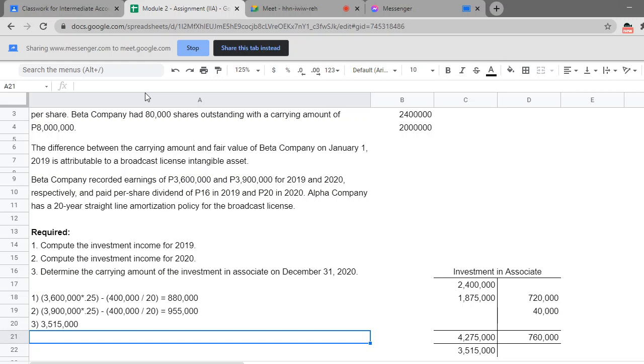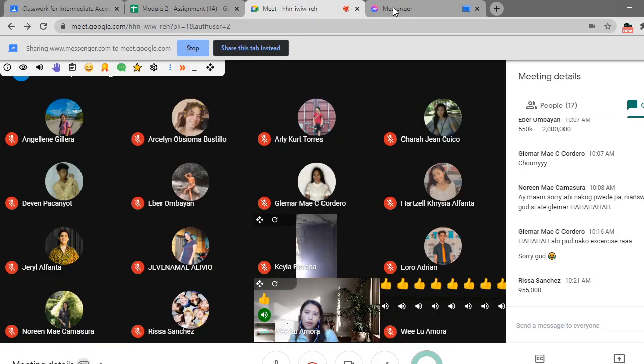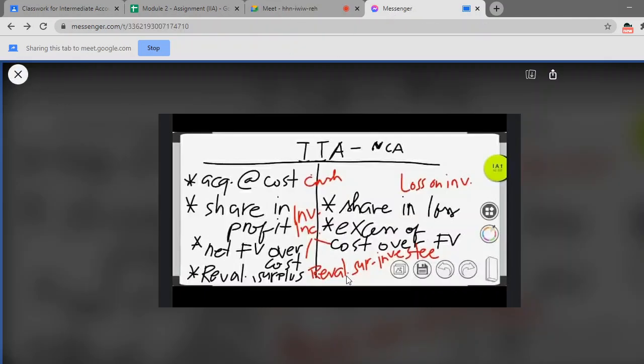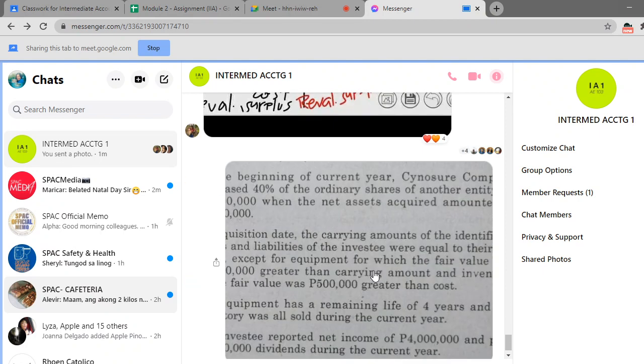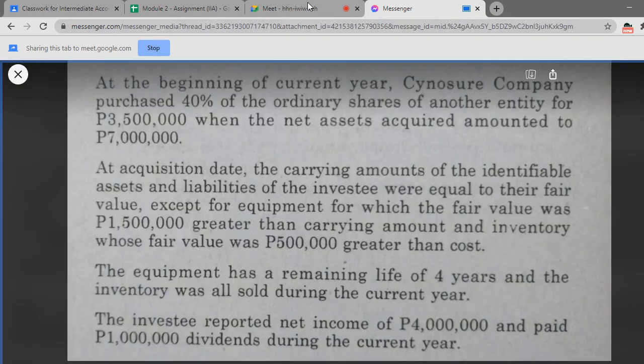Let's start with Cynosure Company. Saan ba to? Okay. The question is, compute for the investment income for the current year. Compute for the investment income for the current year.